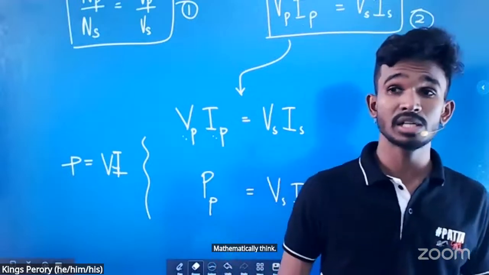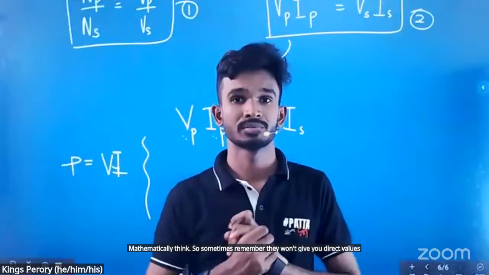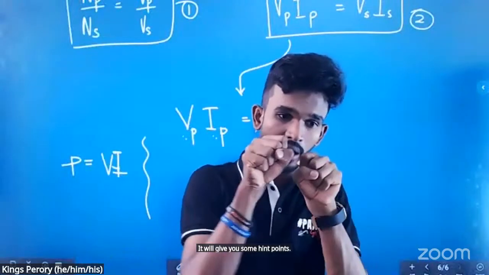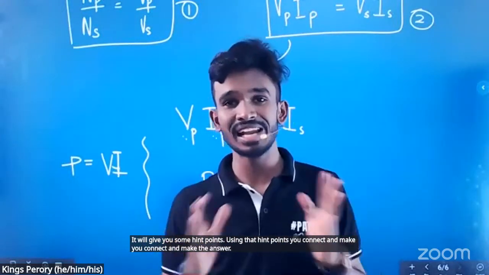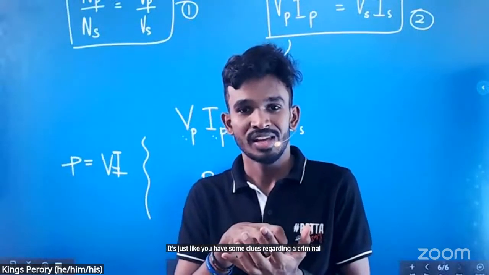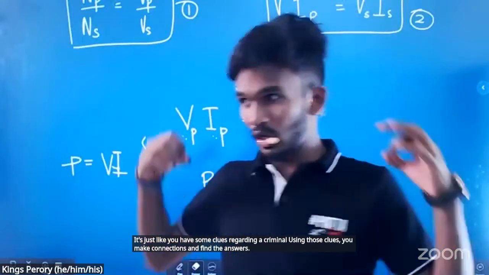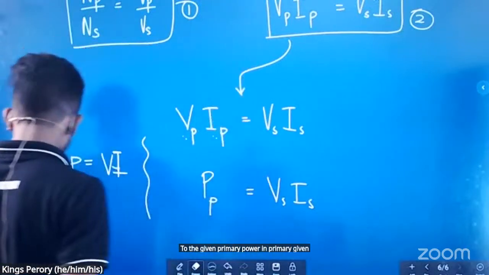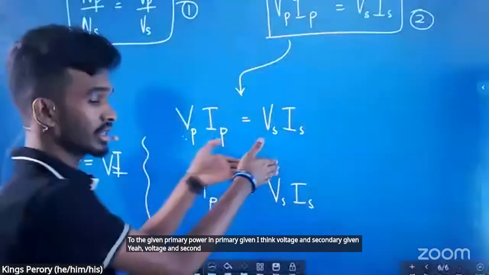Sometimes remember they won't give you direct values for the equation. They will give you some hint points. Using those hint points, you connect and make the answer. It's just like you have some clues regarding a criminal. Using those clues, you make connections and find the answer. Clues are given: power in primary is given, voltage in secondary is given. They're asking current in secondary.